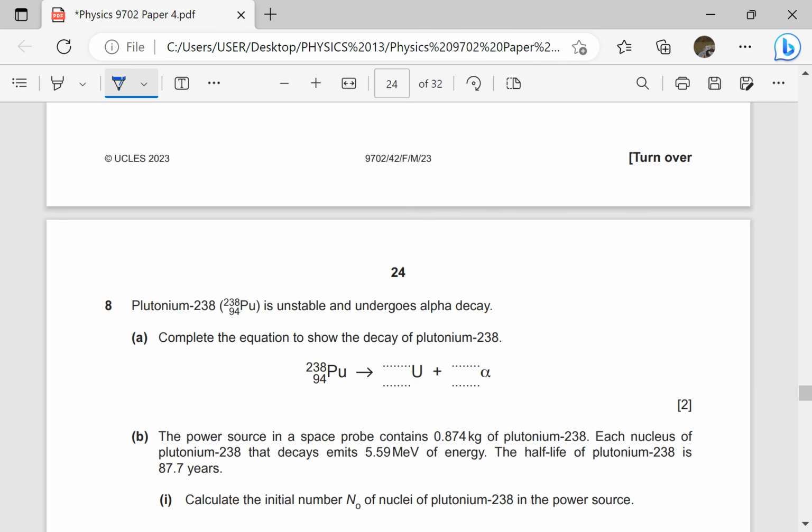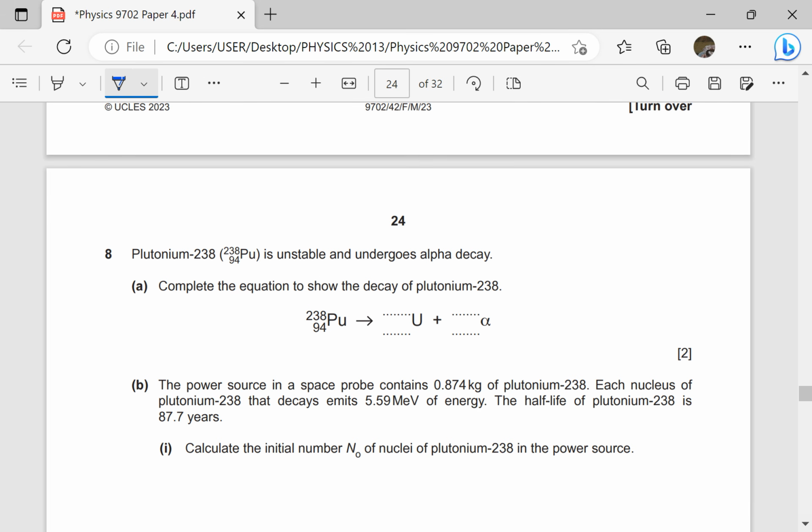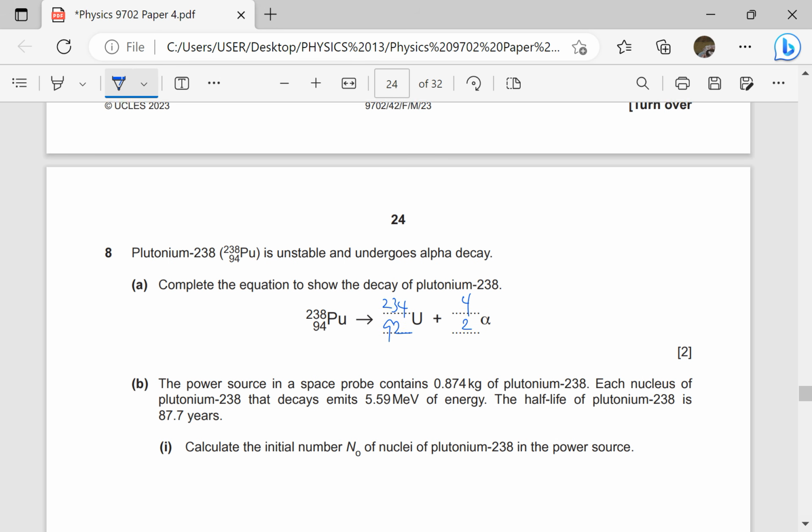Okay. Plutonium is unstable and undergoes alpha decay. Complete the equation to show the decay of plutonium. So alpha is 4 2. Uranium is, when I balance the equation, this is going to be 92, I guess. And this is going to be 234.